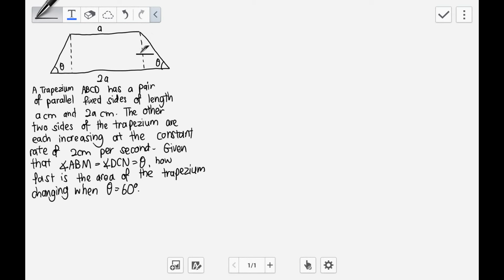Don't mistake it for the vertical height. The other two sides are not the vertical height, because the vertical height is not one of the sides of the trapezium. So given that angle ABM and angle DCN equal theta, so theta stands for the same value, how fast is the area of the trapezium changing when theta equals 60 degrees?